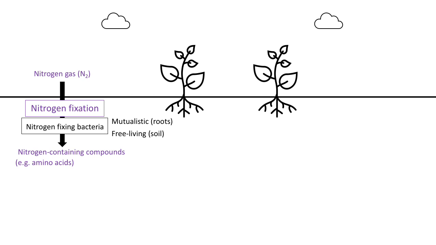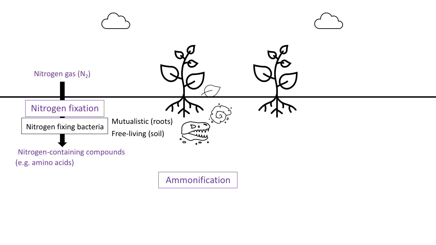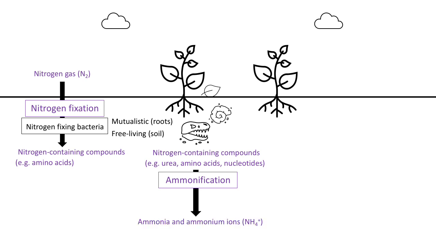So the next process or reaction is this, ammonification. And so there will be leaves and dead plant matter, dead organisms, feces and urine released into the soil, and there are nitrogen containing compounds found in those substances. And then ammonification is the process of converting those nitrogen containing compounds into ammonia and ammonium ions.